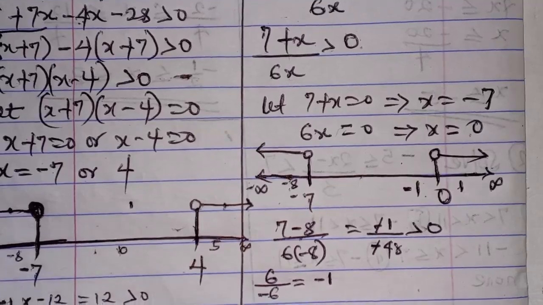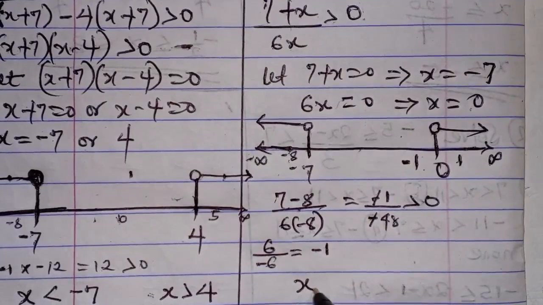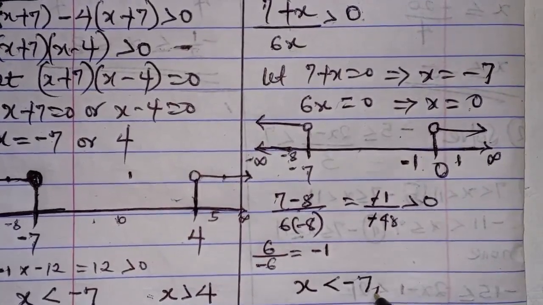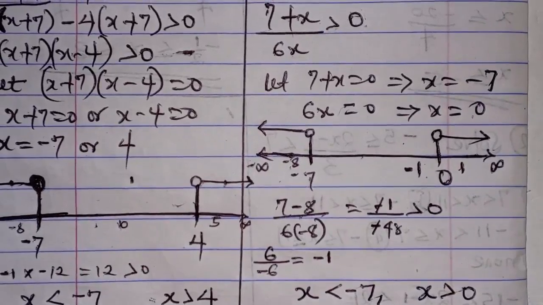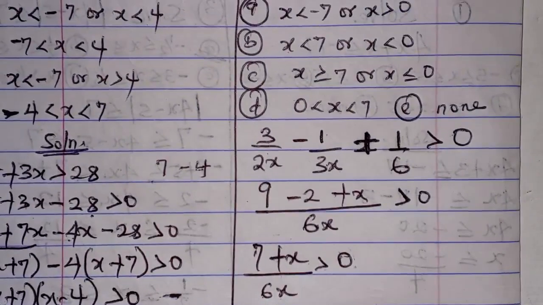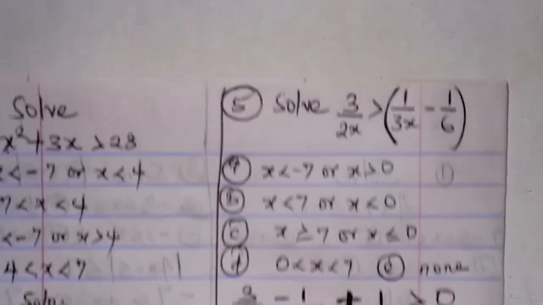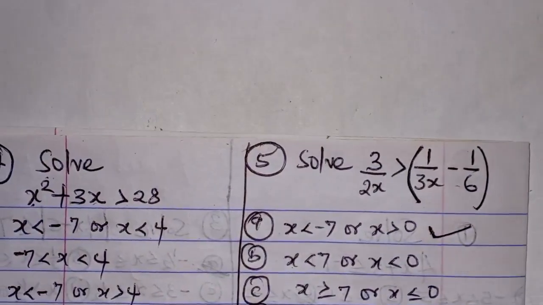So the regions that satisfy the inequality, we have x is less than minus 7 or x is greater than 0. So which of the options here is correct? x less than minus 7, x greater than 0. That's option A. Option A is the correct option to the question.